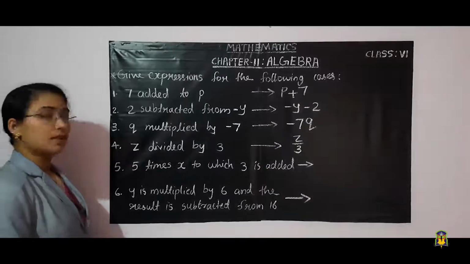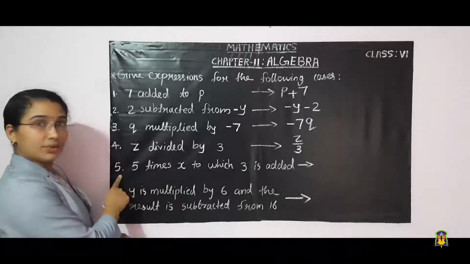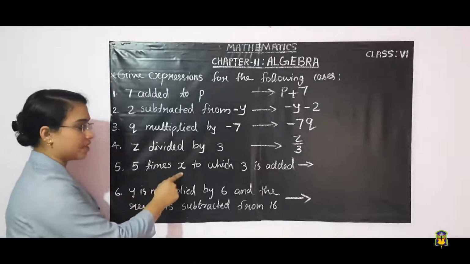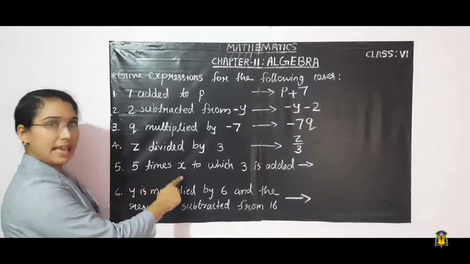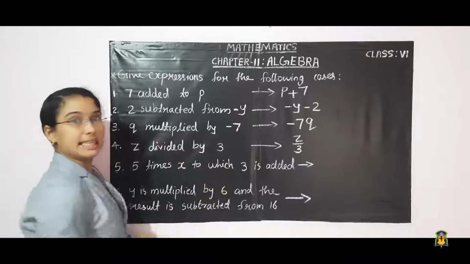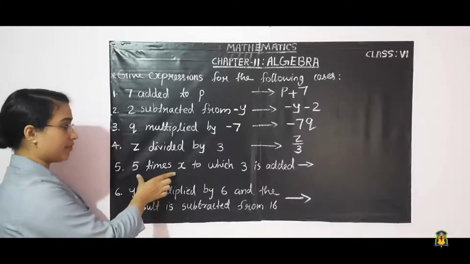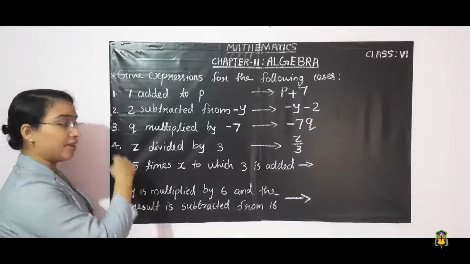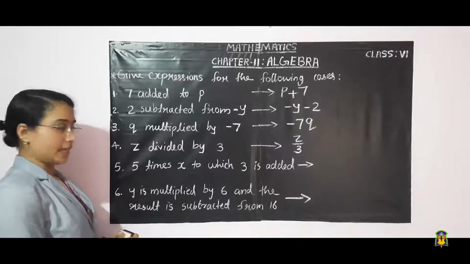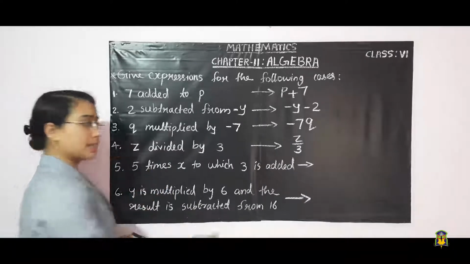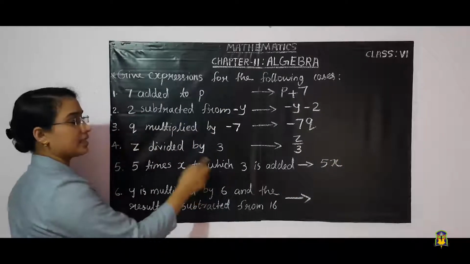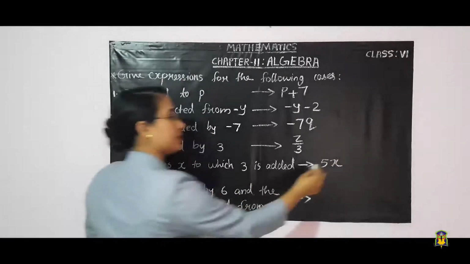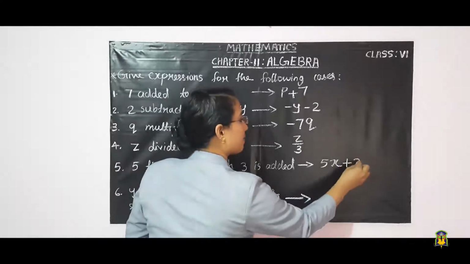Okay. Next question, the fifth one, 5 times x to which 3 is added. That means first we want to write this multiplication. 5 times x means multiplication. So 5 times x is 5x. Then to which 3 is added, that means plus 3. 5x plus 3.